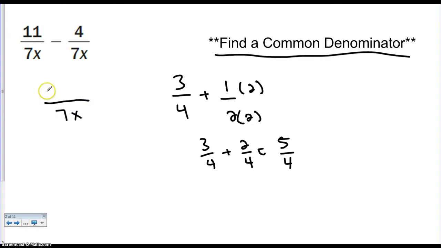Okay? Now what I want to do is subtract the numerators. So I have 11 minus 4, which gets me 7 over 7x. Because 7 is in both the numerator and denominator, I would end up with 1 over x. So let's look at something more complicated.